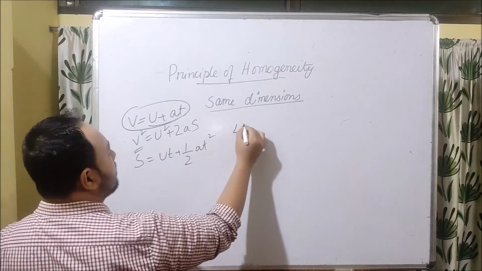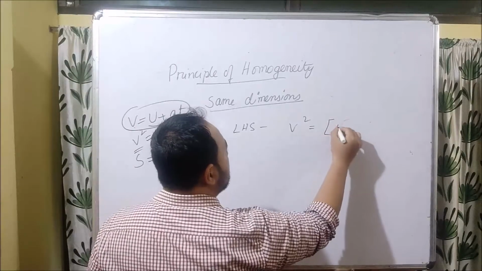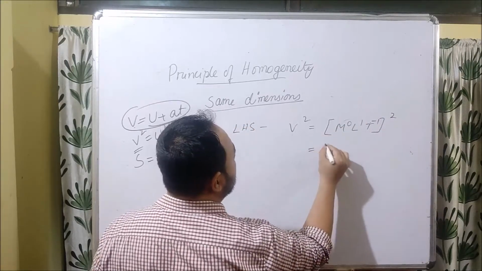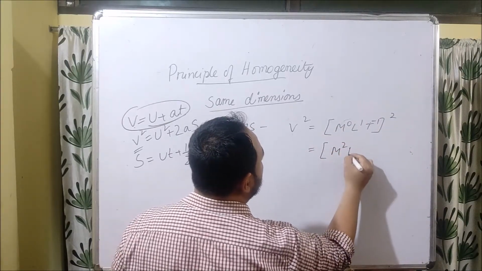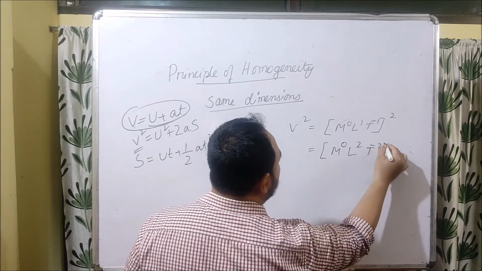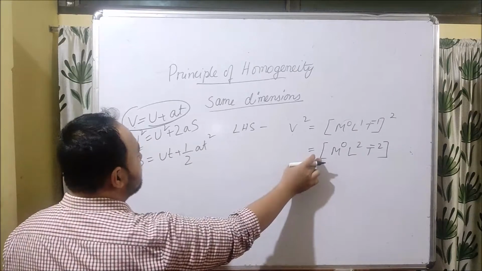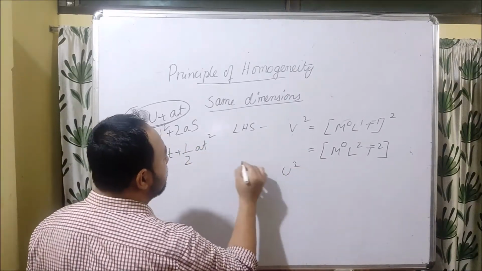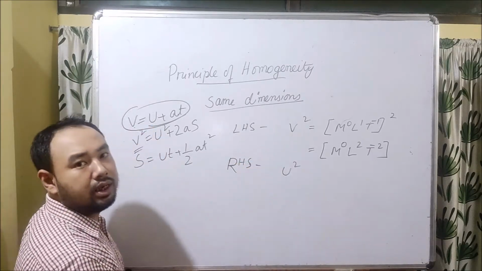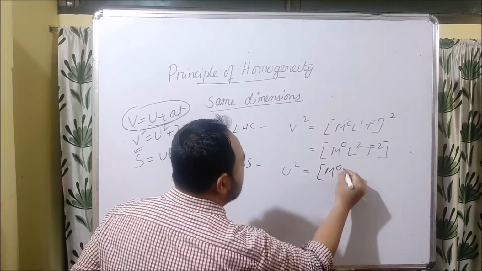So what is the left hand side? It is v square. So m0 l to the power 1 t to the power minus 1 squared, it will become m to the power 0 l to the power 2 and t to the power minus 2. Okay, so same dimensional formula we will get for u square, because one is the final velocity and the other is the initial velocity. So same formula.